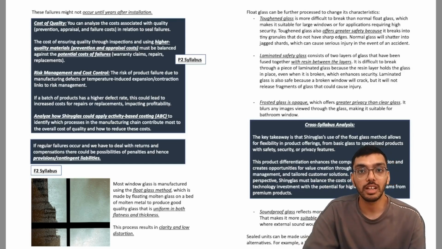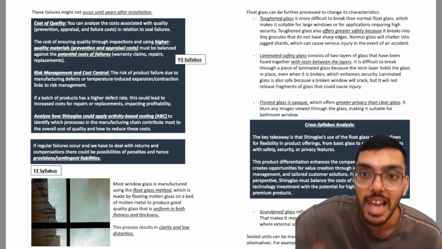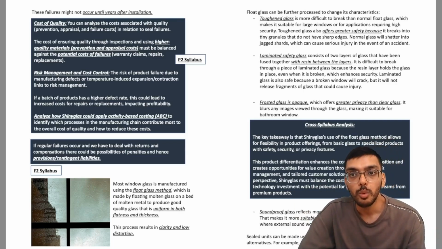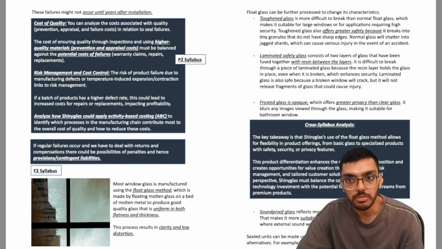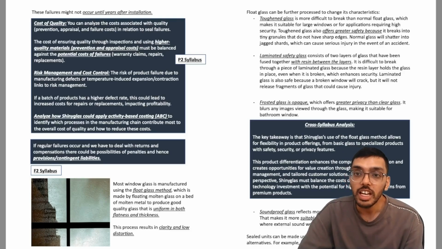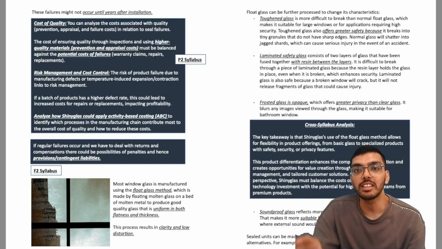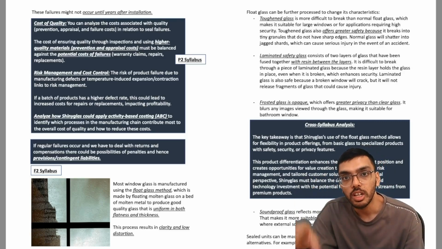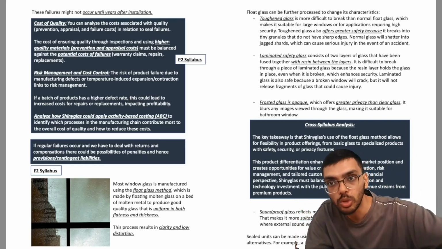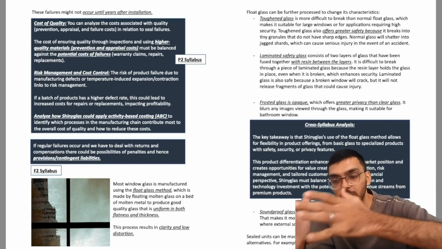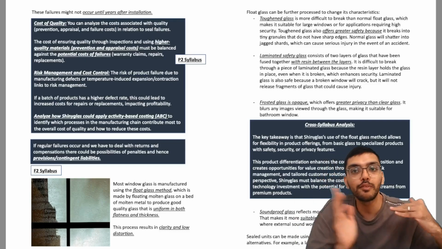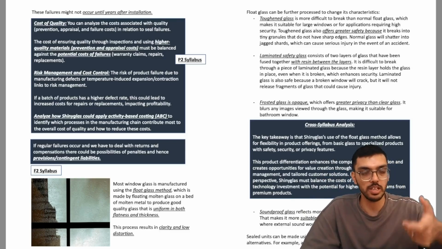Next, this float glass can be turned into laminated safety glass as well, which consists of two layers of glass that have been fused together with resin between the layers. It is difficult to break through a piece of laminated glass because the resin layer holds the glass in place, even when it's broken, which enhances your security further. So float glass can be turned into toughened glass, laminated glass which has resin between the layers, and frosted glass which is opaque. This we see for privacy.